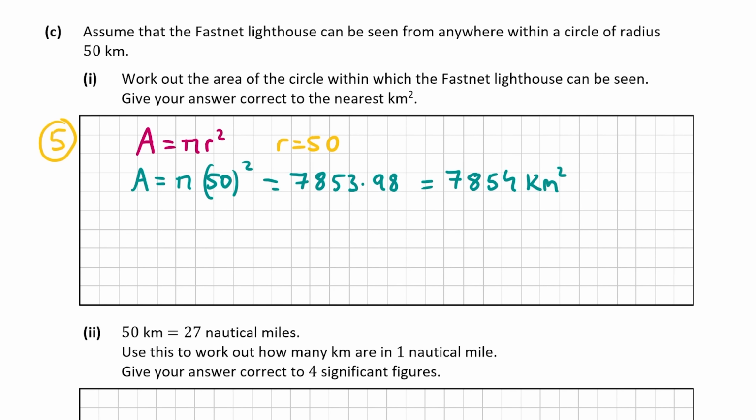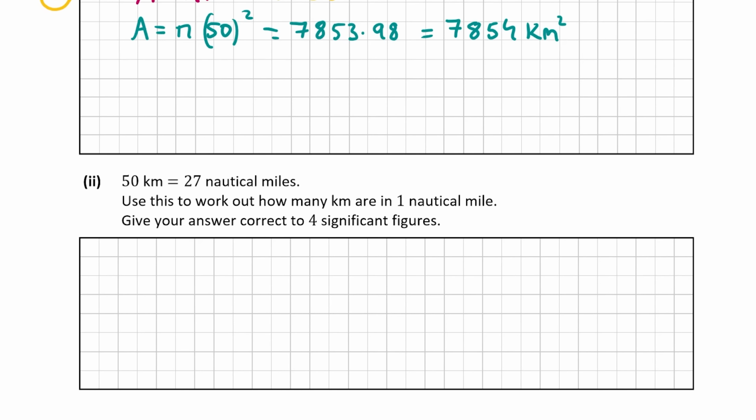Now let's have a look at C part 2. And here we're told that 50 kilometers is equal to 27 nautical miles. So now we have to use this to work out how many kilometers are in 1 nautical mile. So we're told 50 kilometers is equal to 27 nautical miles. Now to get how many kilometers are in 1 nautical mile, you just divide both sides by 27.